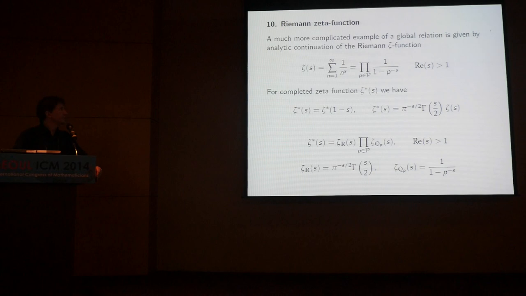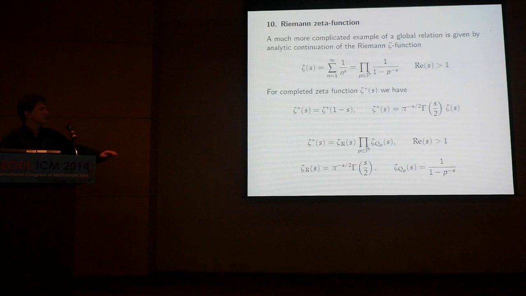But there is a much more complicated example of a global relation, which is given by the analytic continuation of the Riemann zeta function. And if we multiply the zeta function by the gamma function, we have a very simple analytic continuation relation, some kind of inversion. And it's easy to notice that this completed zeta function is the product of all completions of rational numbers. So it's a very simple structural form.